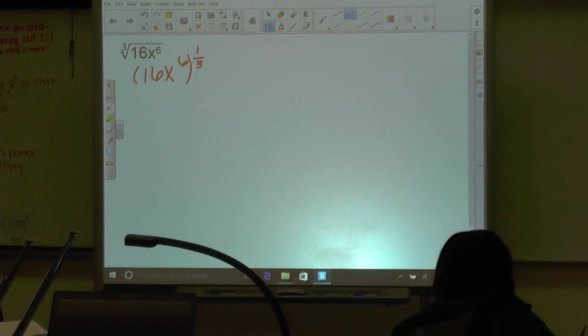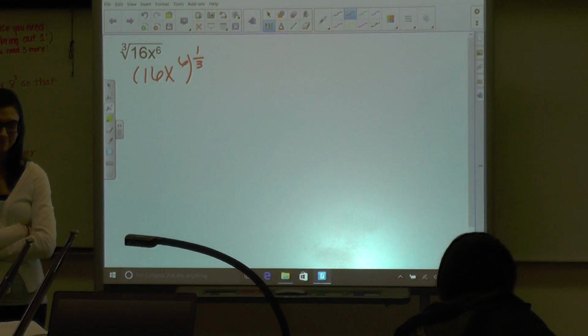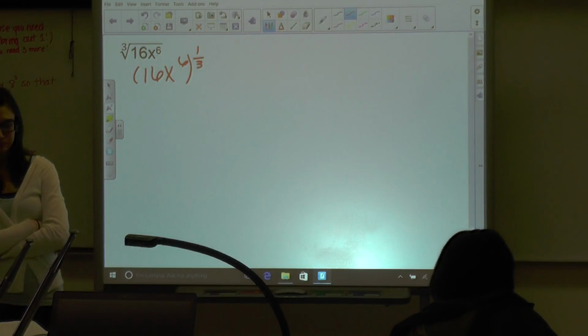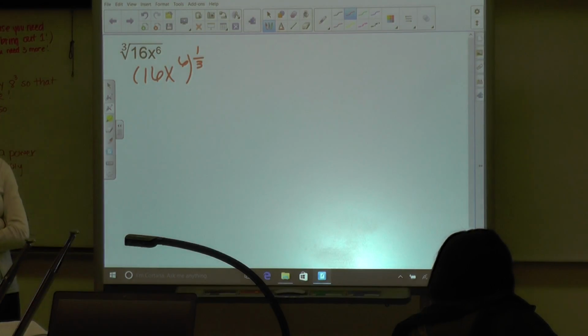So I would change this problem. I would change 16. Can we change 16 to anything? No. Yes. No. So does that apply? That's a decimal point. No, but you do still got to share. Right?